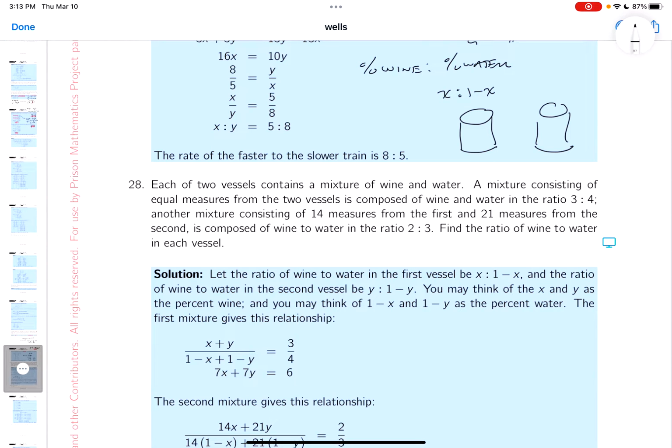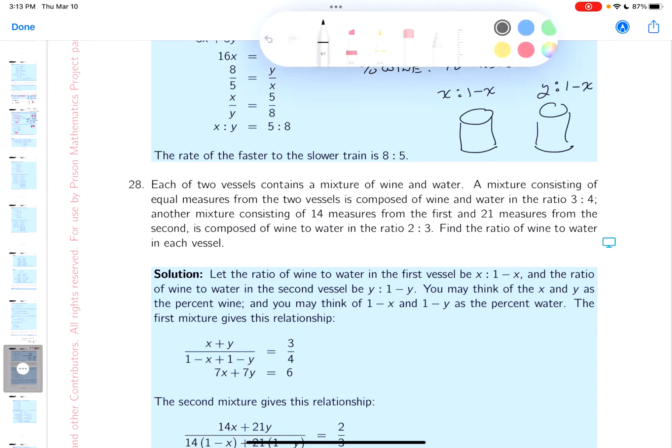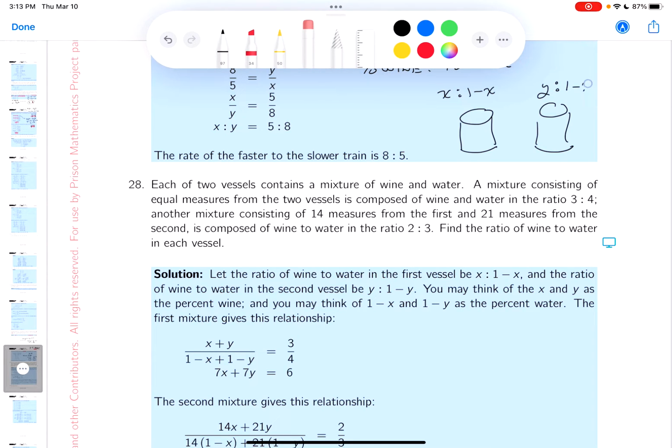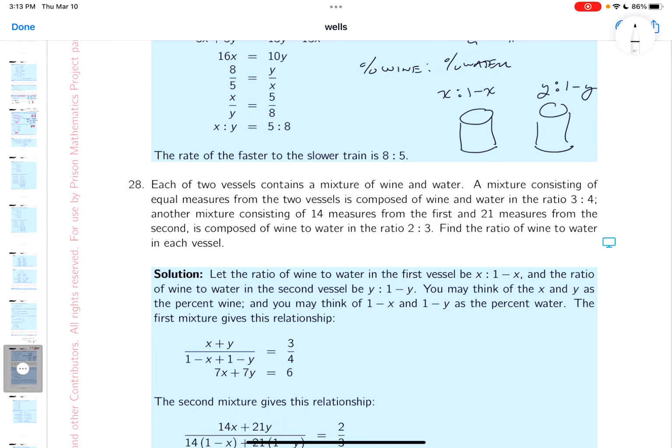Now the other container, I still don't know what it has. I know it has wine and water in it. So I'm going to say Y percent wine, and then 1 minus Y percent water, all right? So let me see what they're going to do with this.